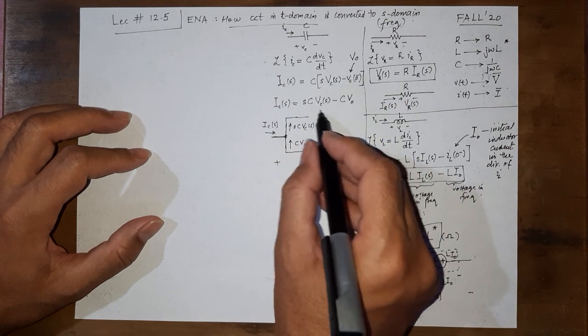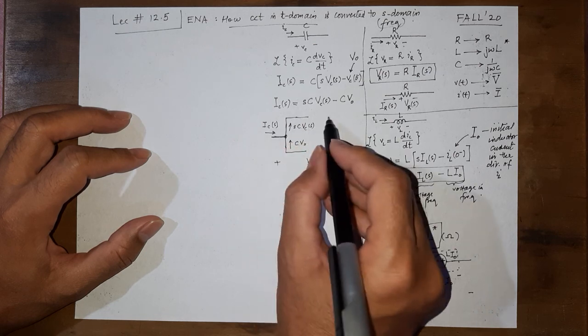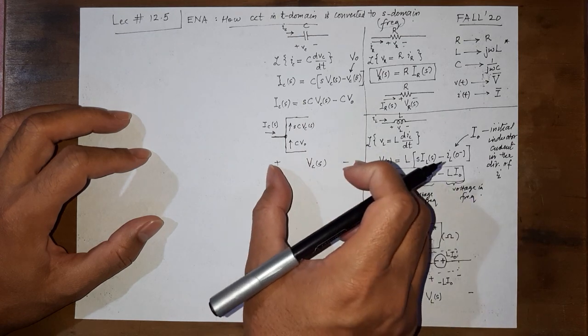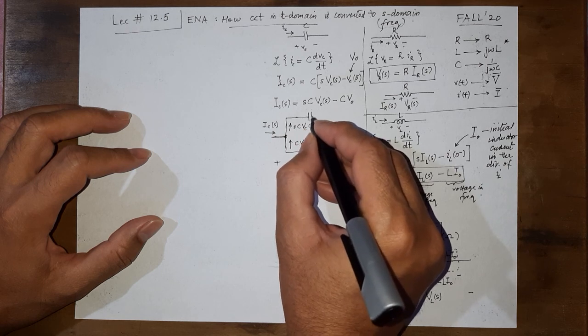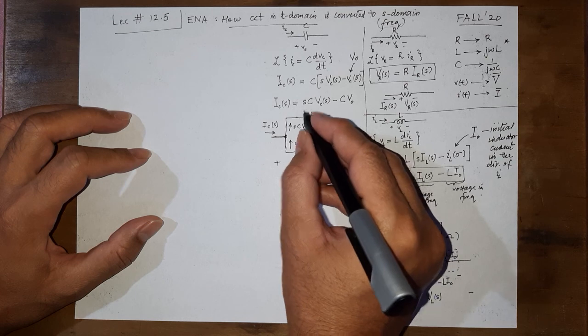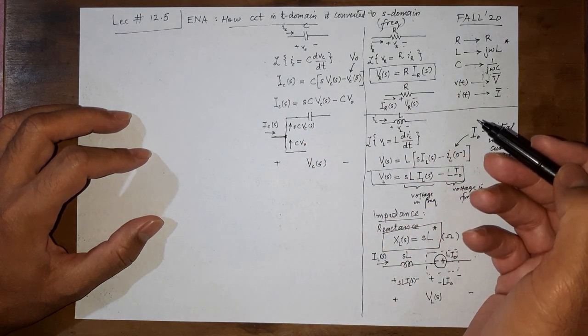So here is something that has this current flowing through it. So what is this VC of S? This is VC of S. It is the voltage across it. So we replace this by an impedance. So what is the impedance of the capacitor now? Equivalent impedance of the capacitor in the frequency domain.